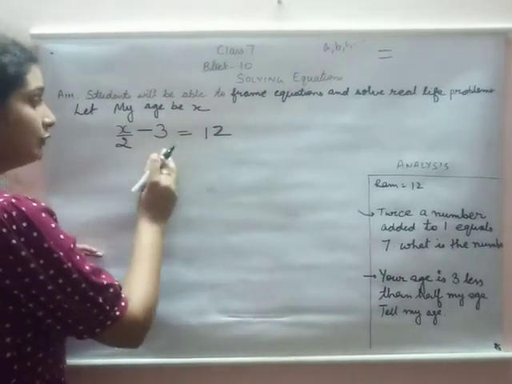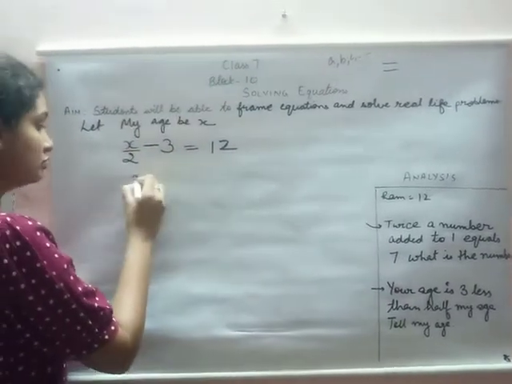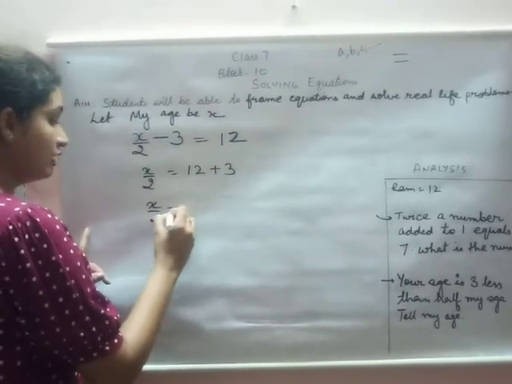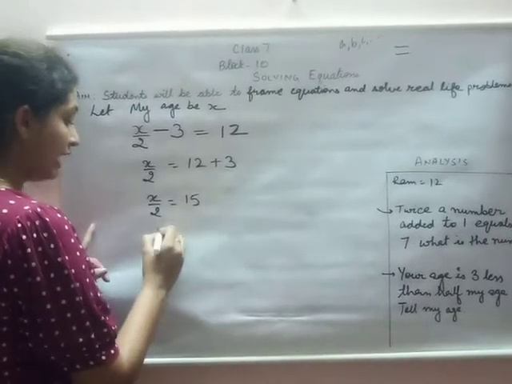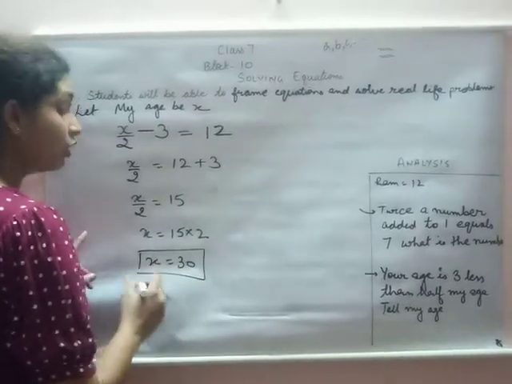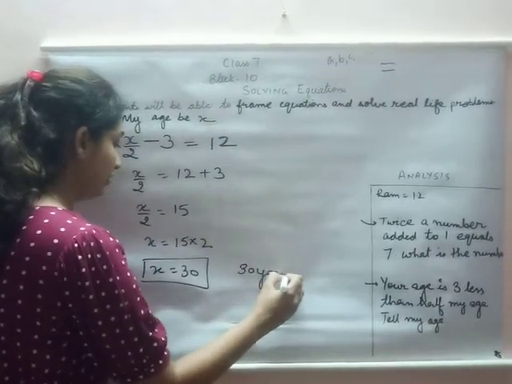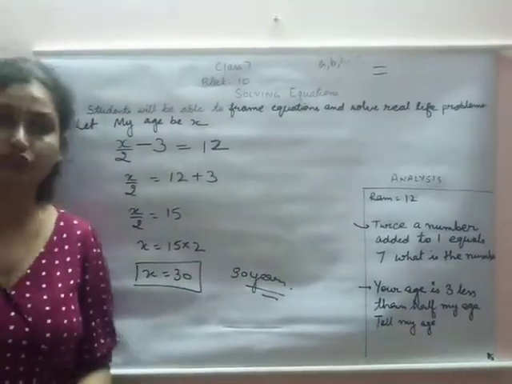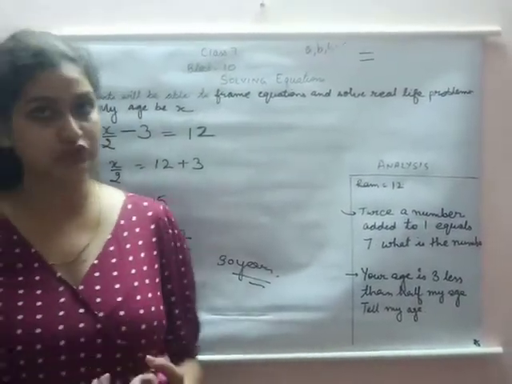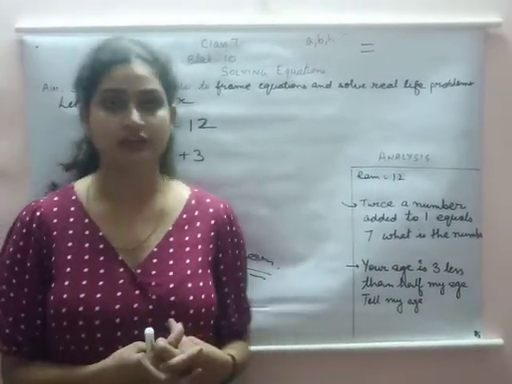Now, what will we do to find my age? I have to leave this variable alone. So x by 2 in the first step will be 12 plus 3. x by 2 is equal to 15. x is equal to 15 multiplied by 2. x is equal to 30. So according to this question, my age is 30 years. Right? So this is how you are going to frame the equation. This is how you are going to solve the framed equation with the help of transposition, with the help of the same operation on both sides, or the trial and error method which we have learned earlier. Thank you and have a wonderful day.